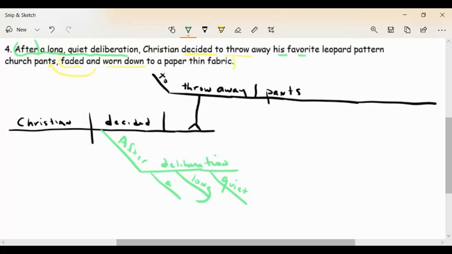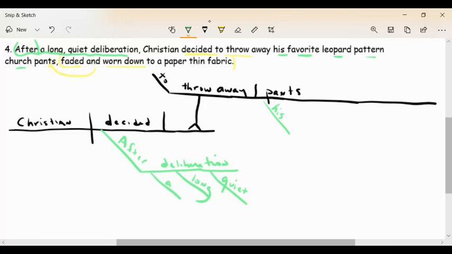So let's take on his favorite leopard pattern church pants. So see if we can squeeze all these in here. You may have to be creative. I may have to be creative. I'm not sure I'm going to be able to get all this in here. I'm looking ahead. I'm thinking, Jeff, there's no way you can get all this in here. How in the world am I going to do this? All right, we're going to do the best we can.